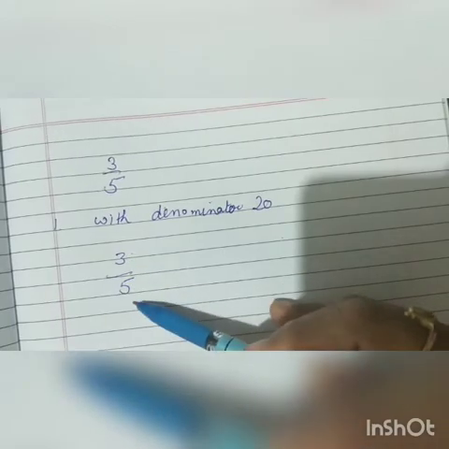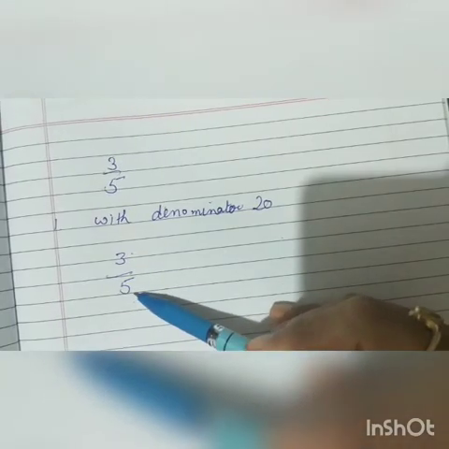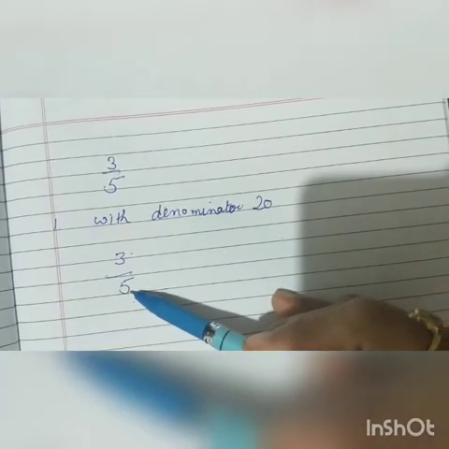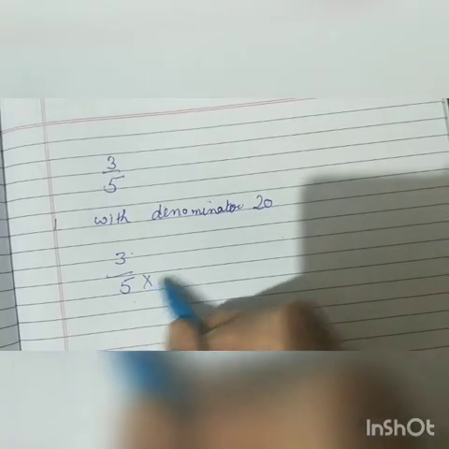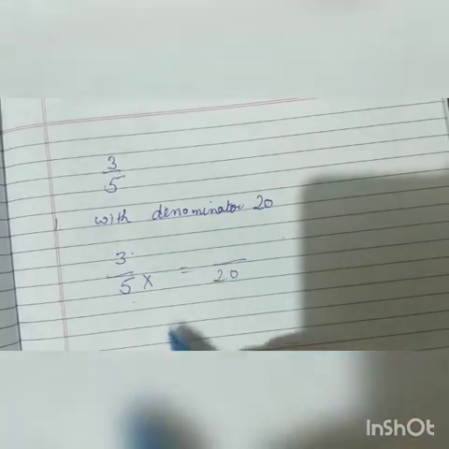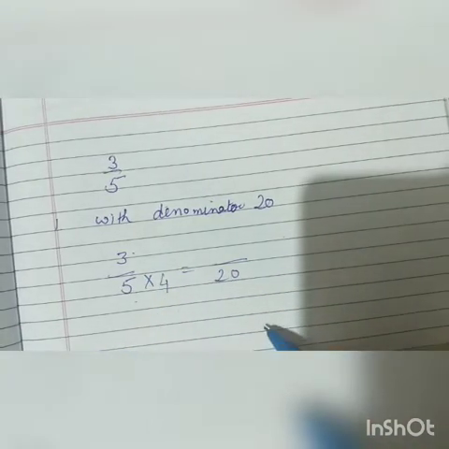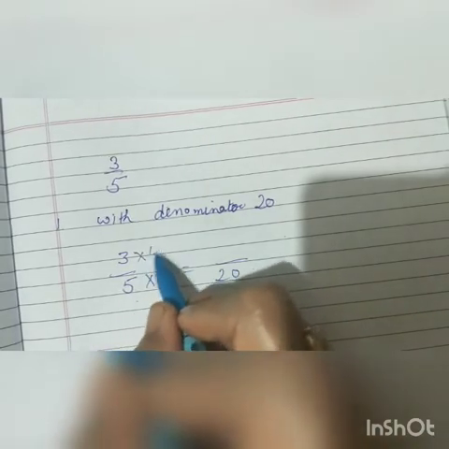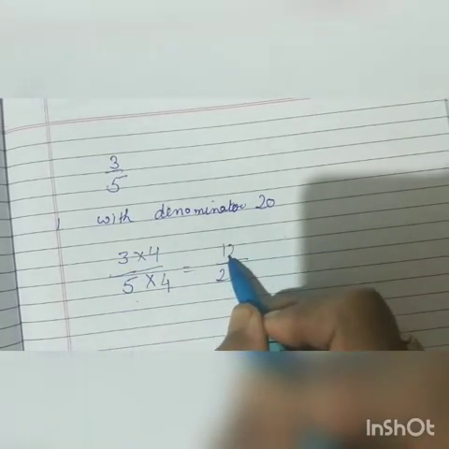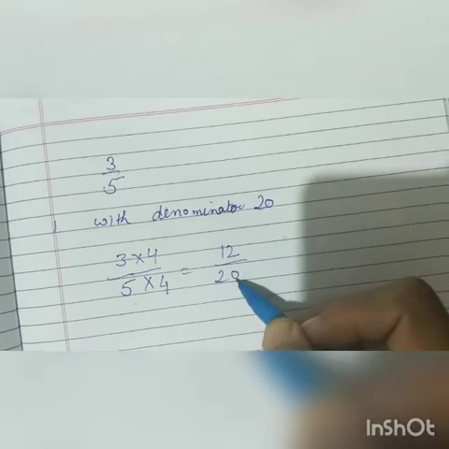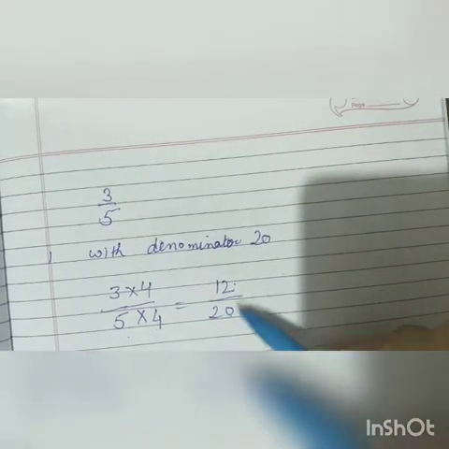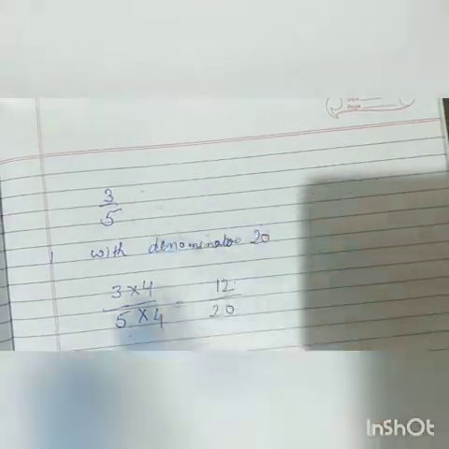In 3 by 5, what is denominator? That is 5. So you have to make 5 20. So how you will make this 5 20? 5 fours are 20, will multiply by 4. So you will also multiply numerator by 4. It will become 12 by 20. So it means 12 by 20 is equivalent to 3 by 5.